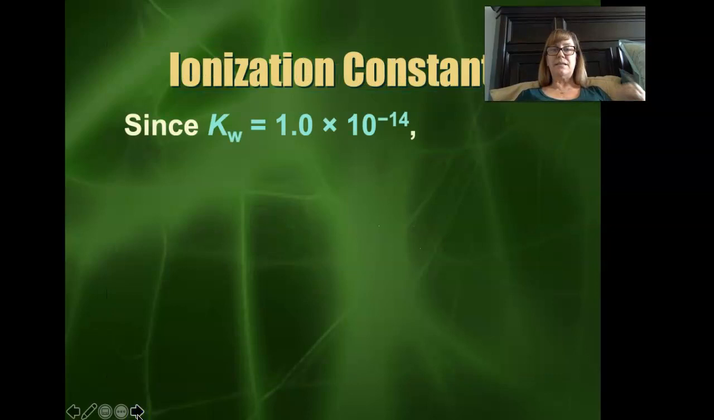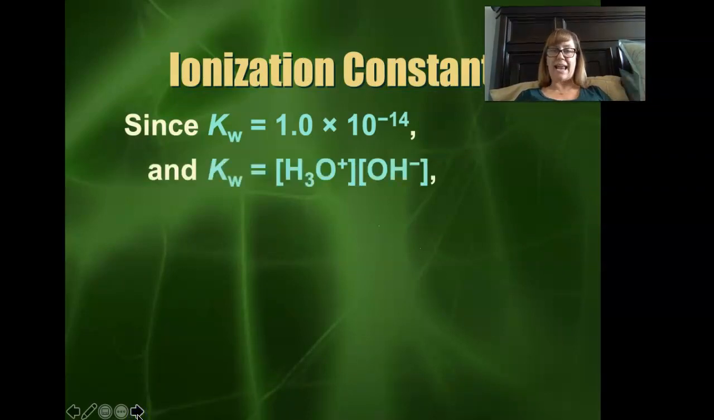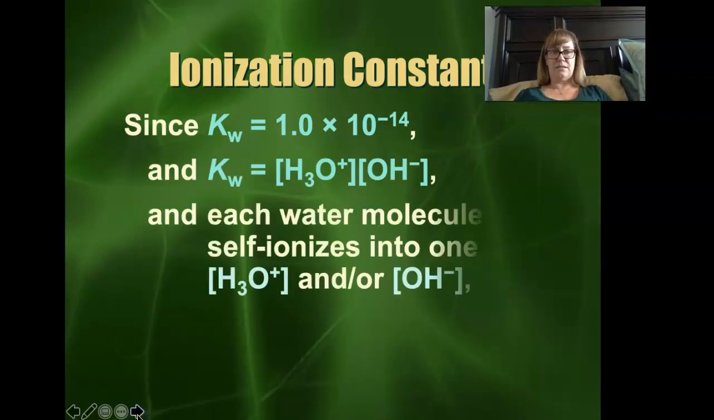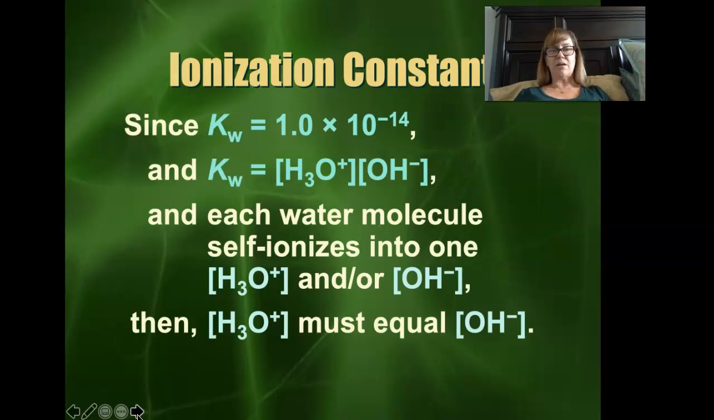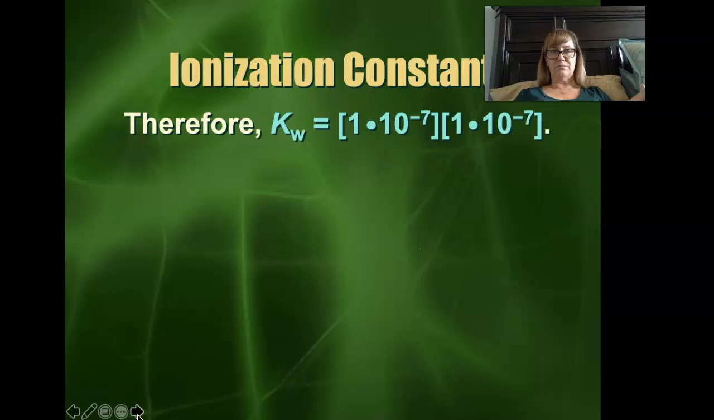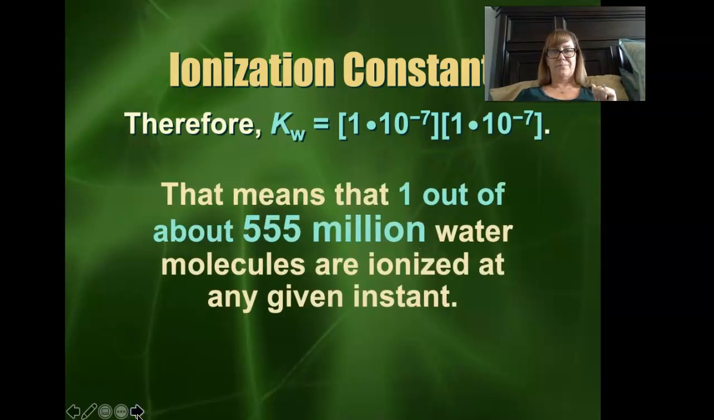Okay, so since Kw is 1 times 10 to the negative 14, and we know that this relationship between hydronium and hydroxide and Kw exists, we know that one water molecule can self-ionize. We also know that in water, H3O+ and OH-, hydronium and hydroxide, must equal one another. That's only in water. So therefore, 1 out of about 555 million water molecules are ionized.